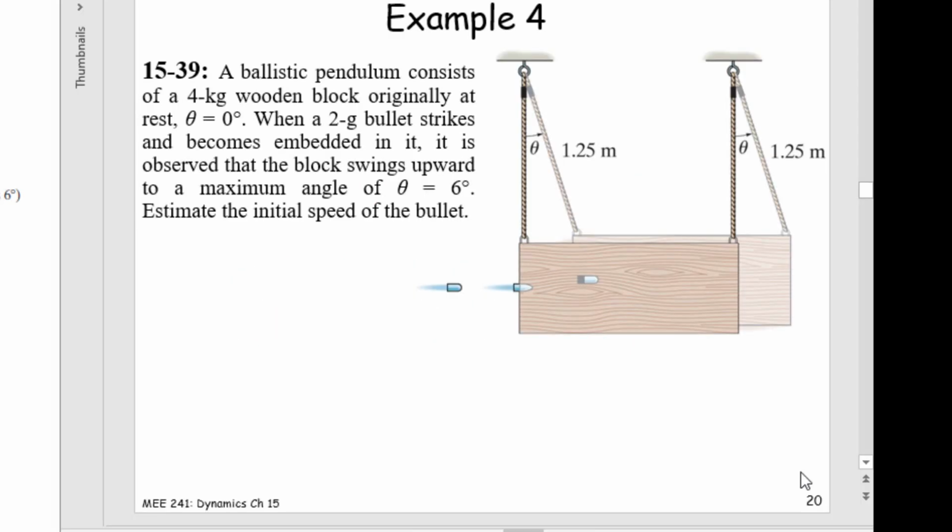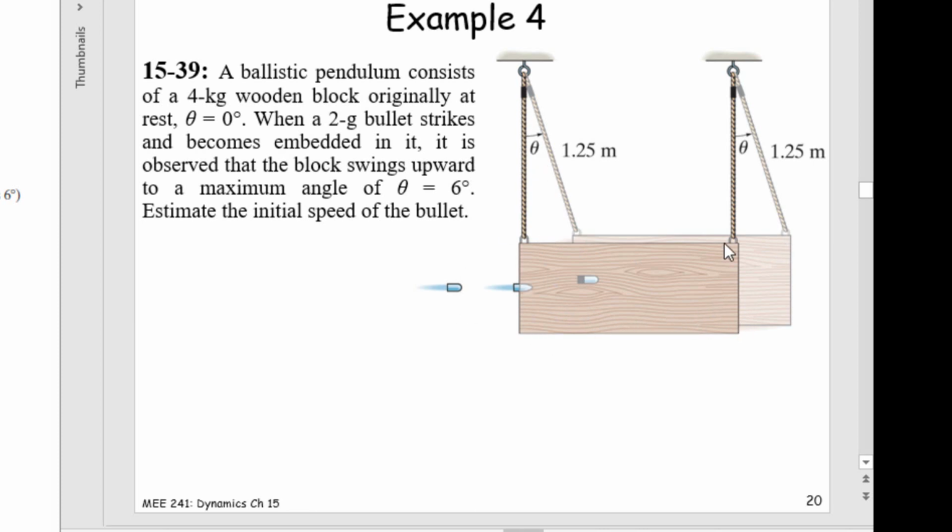Welcome back, guys. This is a very important problem that can cover the conservation of mechanical energy as well as the linear impulse momentum principle. So what do we have here? We have a pendulum consisting of this 4 kilogram wooden block, and it was at rest when theta is equal to 0.